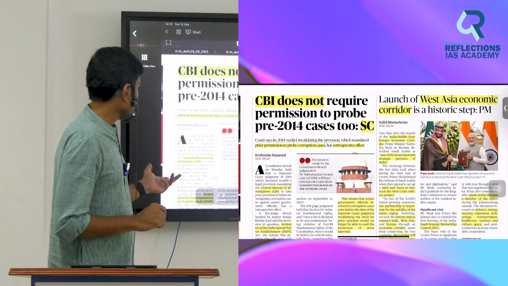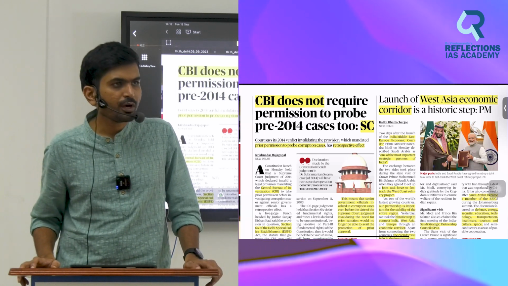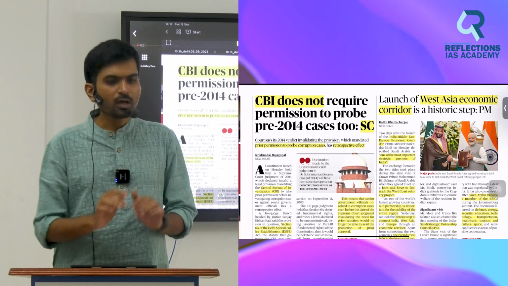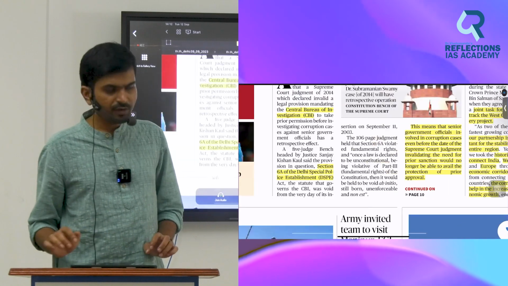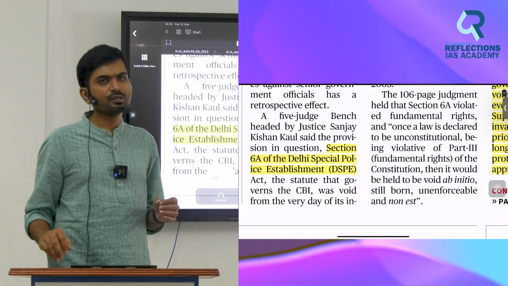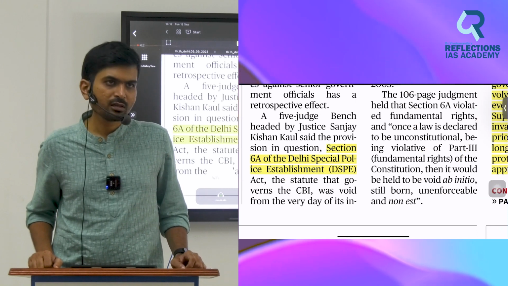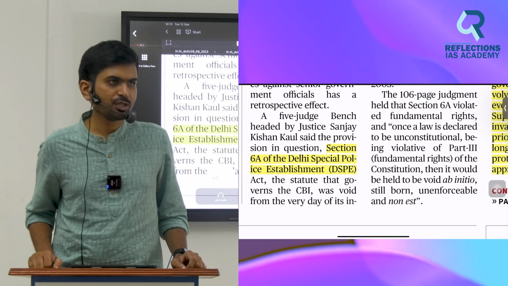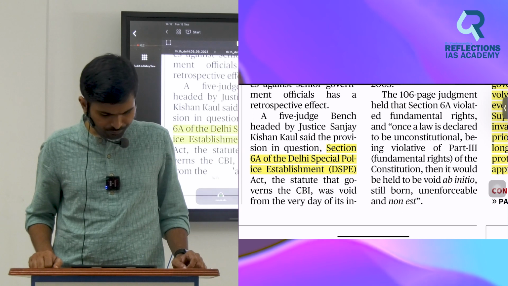Next, this is GS paper 2 polity. Why polity or governance? We'll think about the policy angle. If you look at this article, there is a line which says Delhi Special Police Establishment Act. This is the basis for the CBI, the Central Bureau of Investigation.